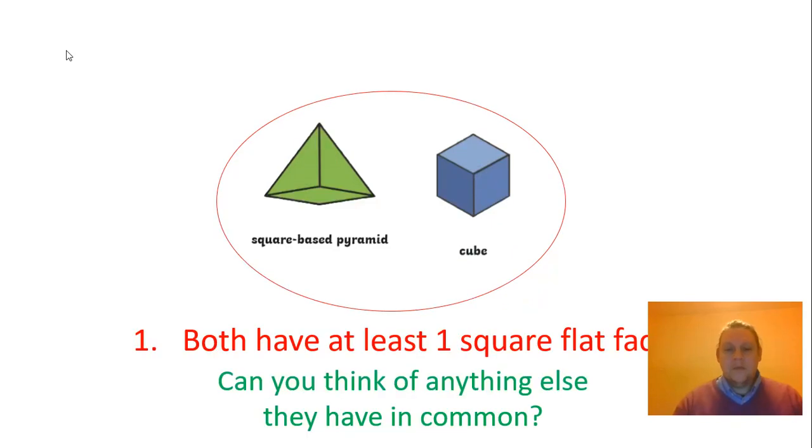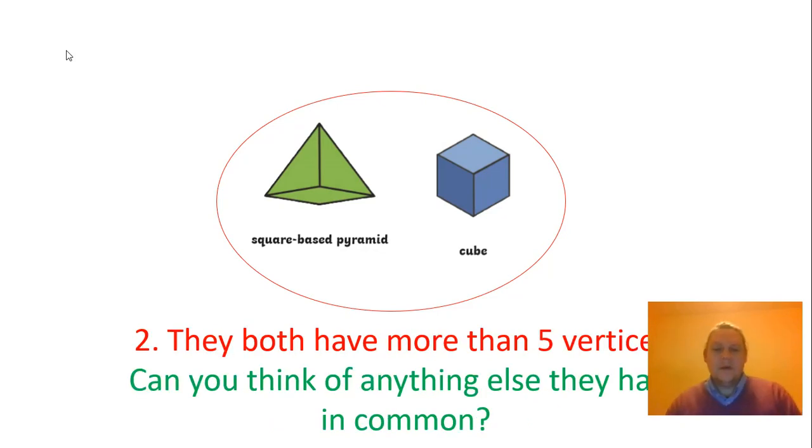Right. Both have at least one square flat face. The bottom of a square-based pyramid is a square. If we had a look at the bottom of a square-based pyramid, we would see that it is actually a square. So we've got a square flat face on that 3D shape, just like we've got on our cube. So that's one of the things we can group them by, saying that they've both got flat square faces, at least one of them each. We have 1 on our square-based pyramid, and we've got 6 on our cube.